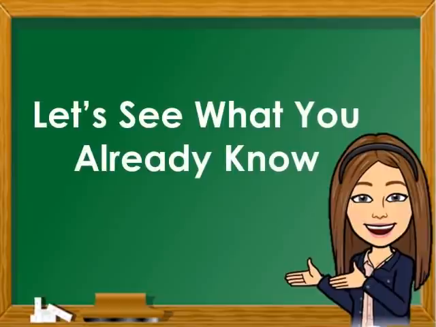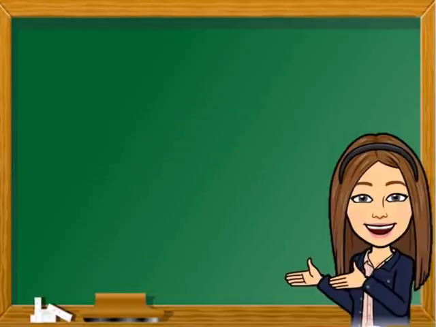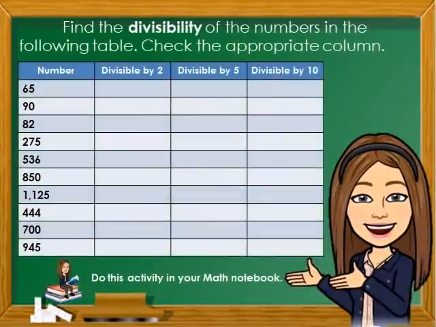Now, let's see what you already know. Let's have an activity. Find the divisibility of the numbers in the following table. Check the appropriate column. You can pause this video while writing down your answers. Okay, let's now check your answers with the key to correction.